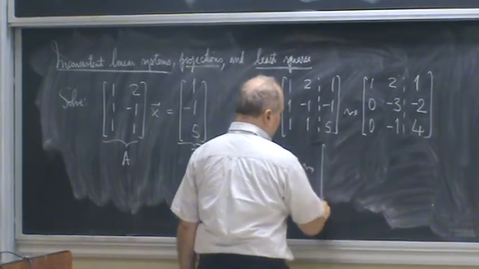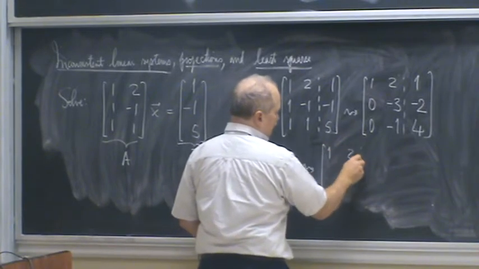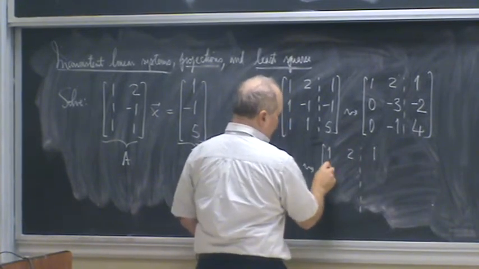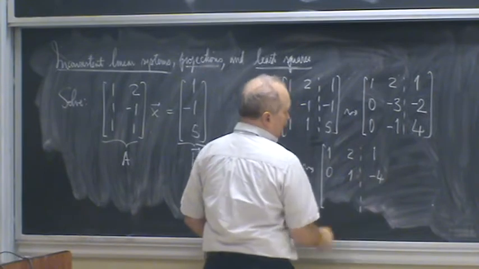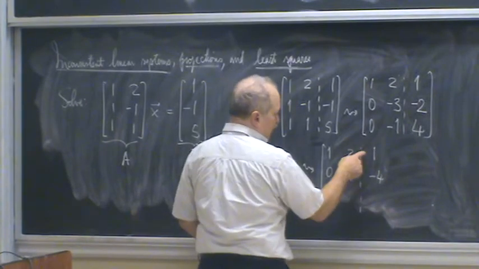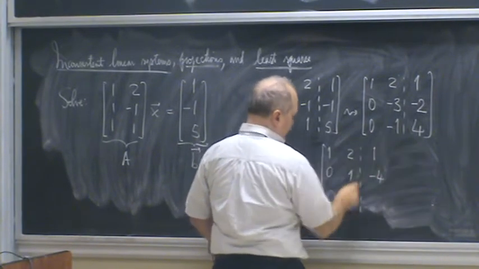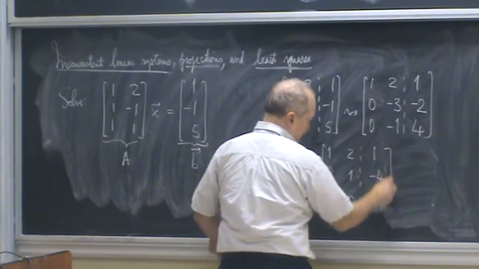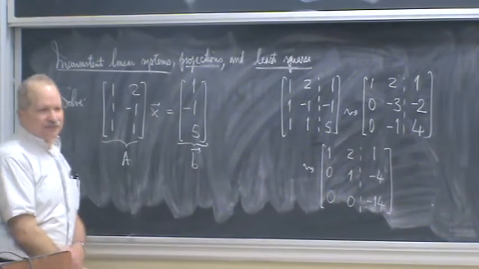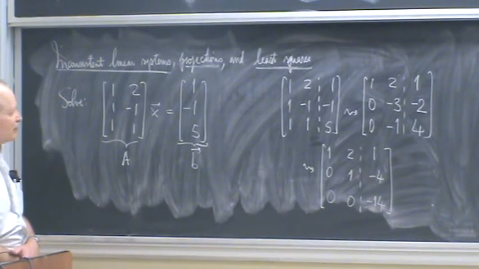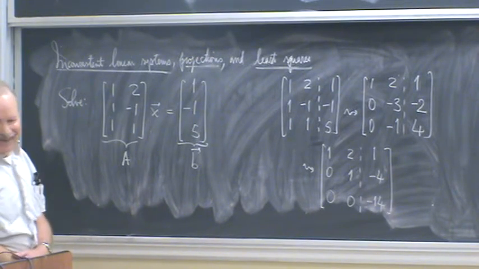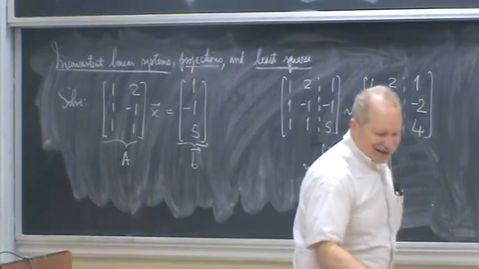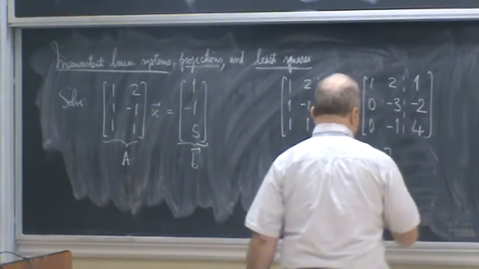Now what? Switch the second, third. I'm going to switch second and third. Okay. And then I add 3 times this to that. Unless I screwed up. No. I think that's right. Well, what do you say? Unsolvable. Inconsistent. Impossible.